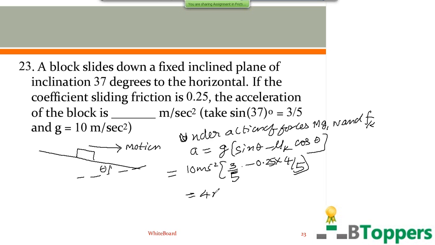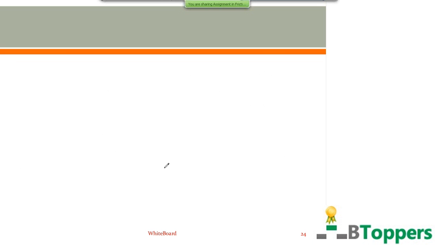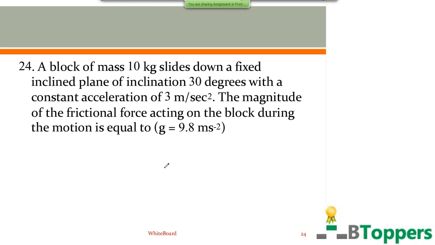So if you simplify this, you get the answer as 4 meter per second square. So for the question number 23, which I just now discussed, second option is the answer. So next see the question number 24.